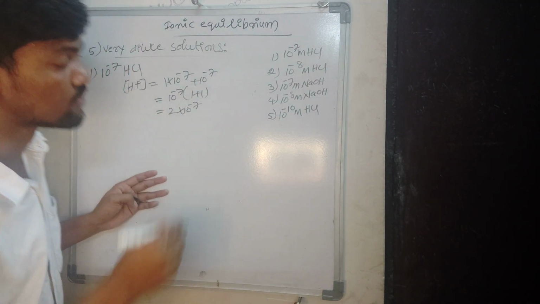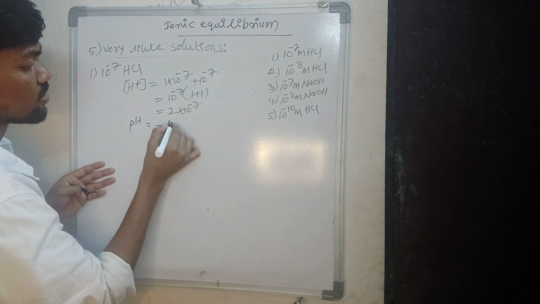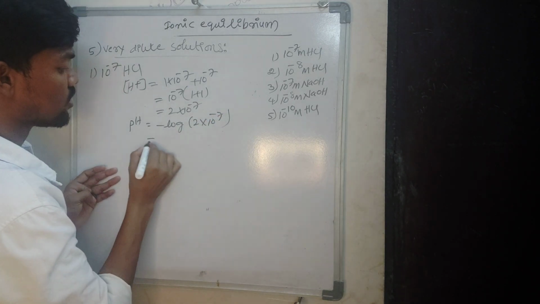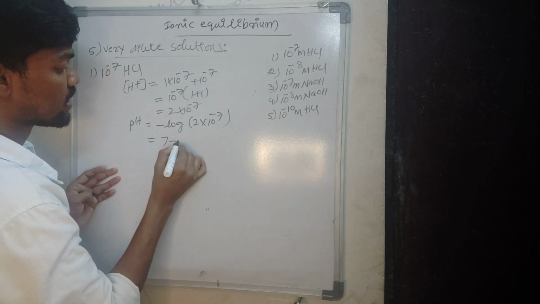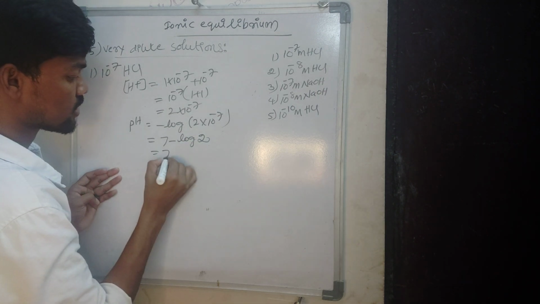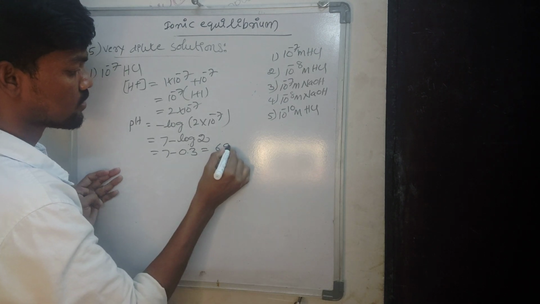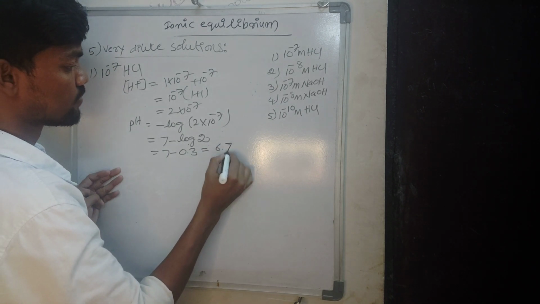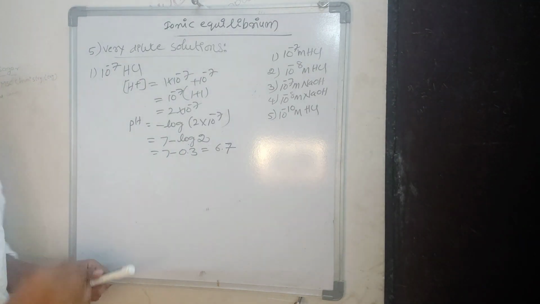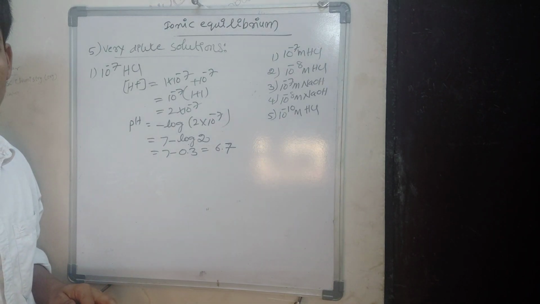So how can you find out the pH value? pH is minus log of 2 into 10 power minus 7. Finally, what will you get? 7 minus log 2, and log 2 value is 0.3, so 6.7. 6.7 is the pH for this one. Understand? We have to add water. Next one.